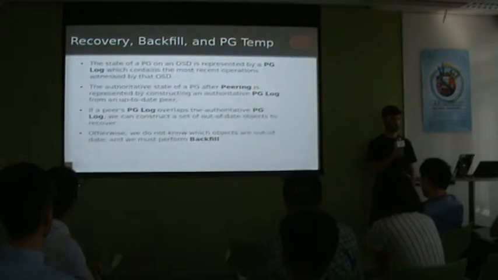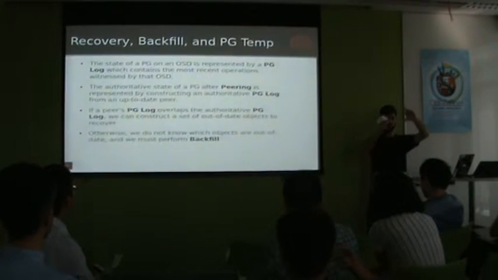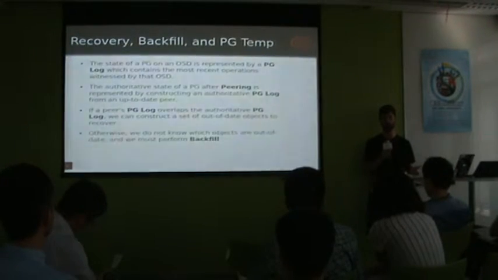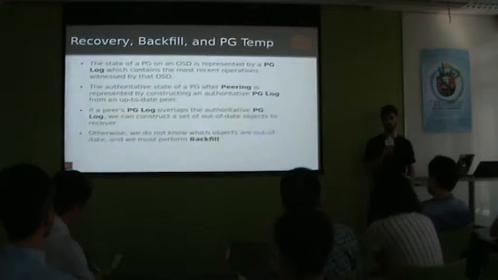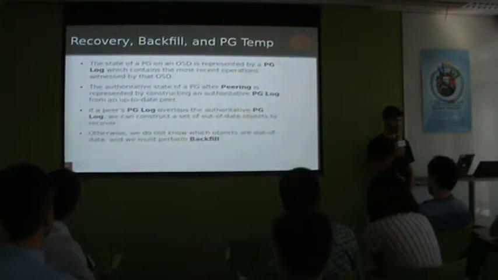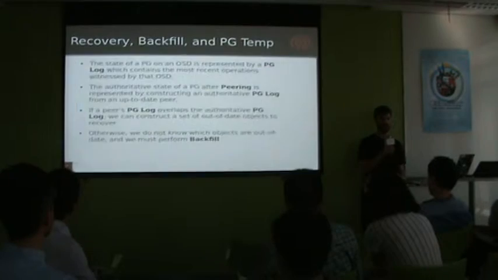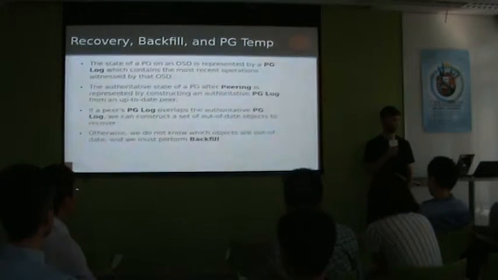For each replica, if the replica's log overlaps with the authoritative log, that is, the log entries are numbered, so if the logs overlap, we can construct a complete list of every object that that replica is out of date on by simply walking forward in the list. If they don't overlap, we cannot determine which objects are out of date on that replica without scanning the PG, a process known as backfill.